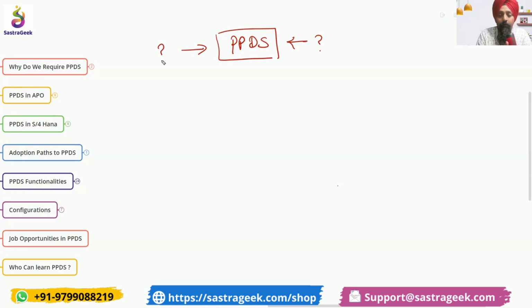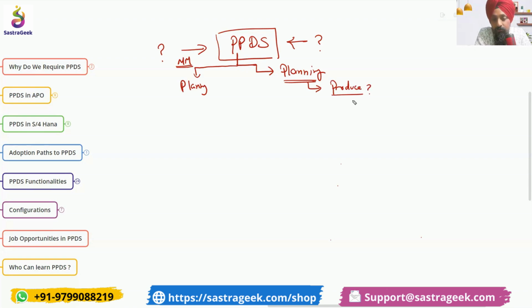Before you jump into PPDS, most of the people joining here are from the PP background, right? And in the PP background, we know what planning is. Specifically, in PP, planning means we should know what we need to produce, when we need to produce, and how much quantity I need to produce.